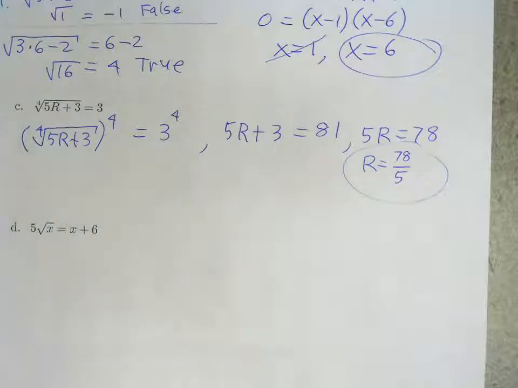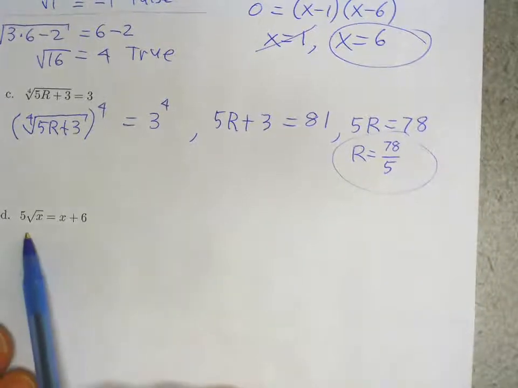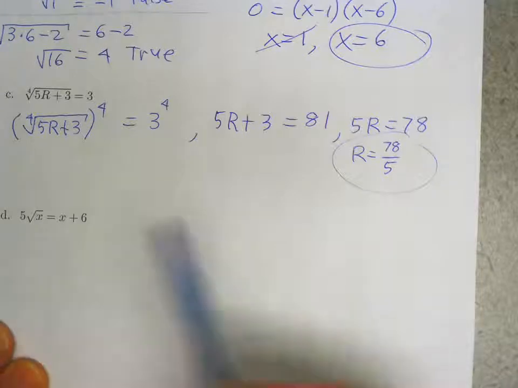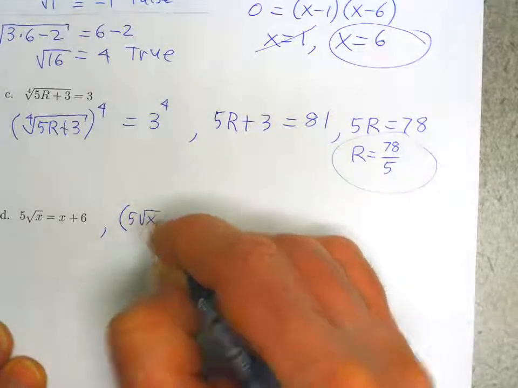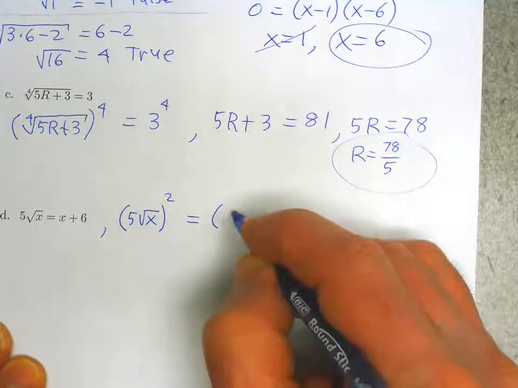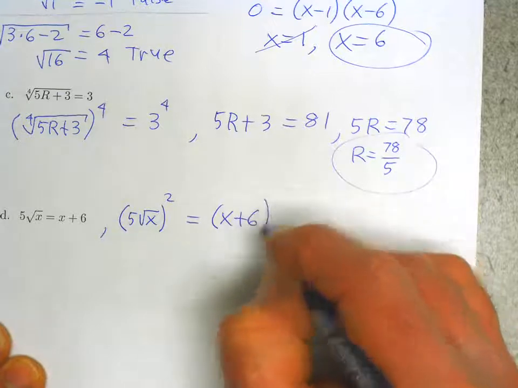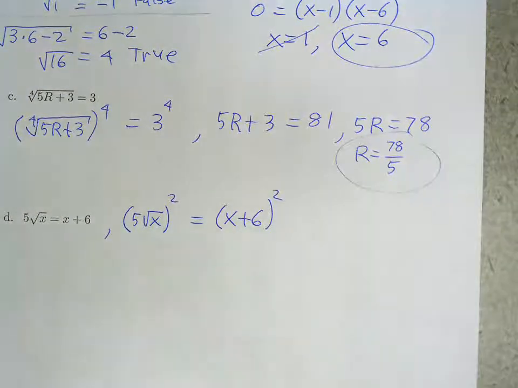solve 5 times the square root of x equals x plus 6. Okay, here's a case where my suggestion is, instead of dividing both sides by 5 first, just square both sides in the first step. That's my suggestion. You don't have to. You would just undo what you did if you do divide by 5 on both sides.